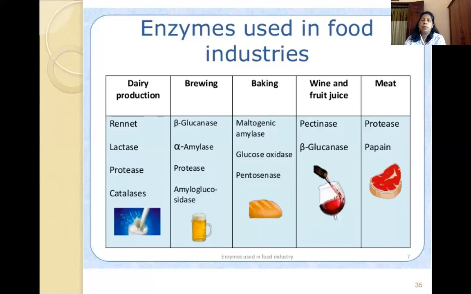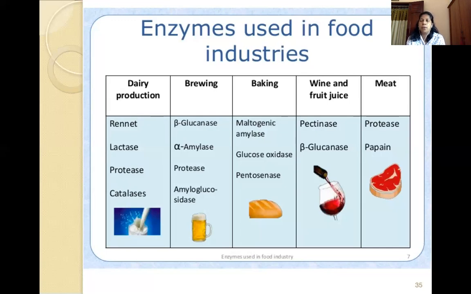The bakery industry: maltogenic amylases, glucose oxidases, pentosanases, lipases, getting very nice texture, nice shape, nice porosity inside the bakery product, and a good volume and softness. So everything you can get if you add some enzymes. Wine and fruit juice industry, we are using pectinase and beta-glucanase also to get clear wine and taste, no off flavors, and remove oxygen, and likewise we have learned a lot.